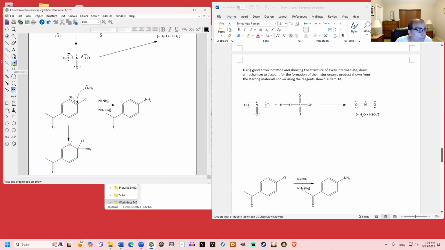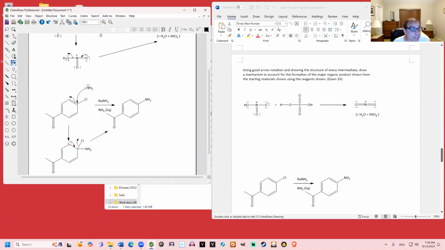But from this resonance form, the way you'd show the rest of the mechanism is pretty straightforward. This electron pair folds back in to regenerate the aromaticity, goes back between those two carbons, and we lose the halide ion leaving group. And that gets you straight to the product. So a nucleophilic aromatic substitution has two steps.